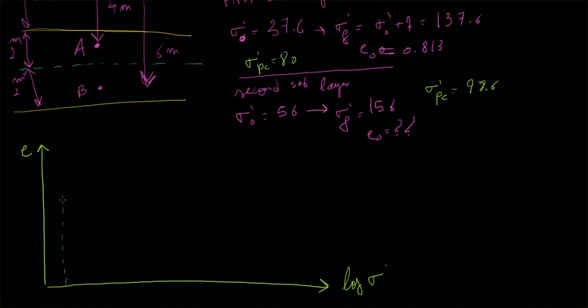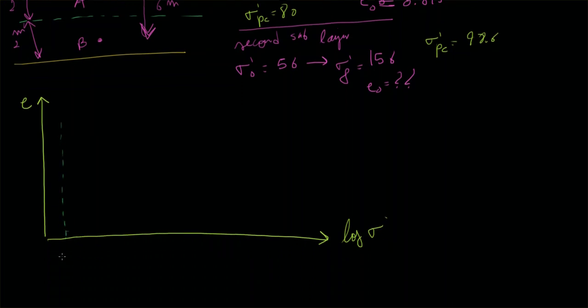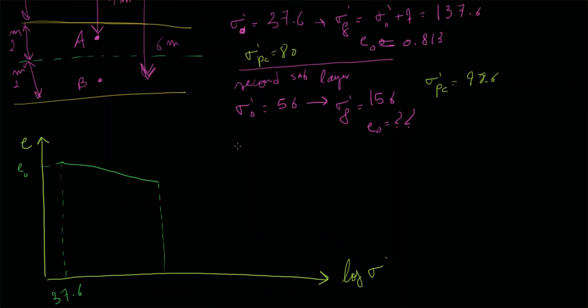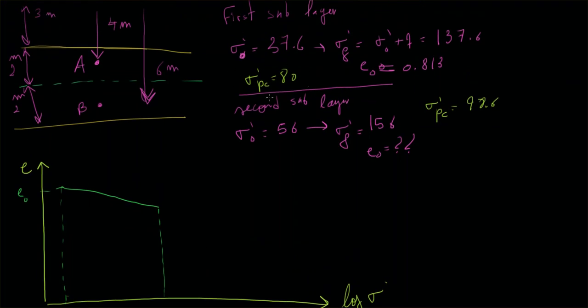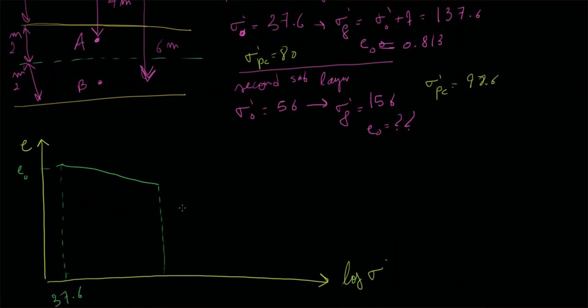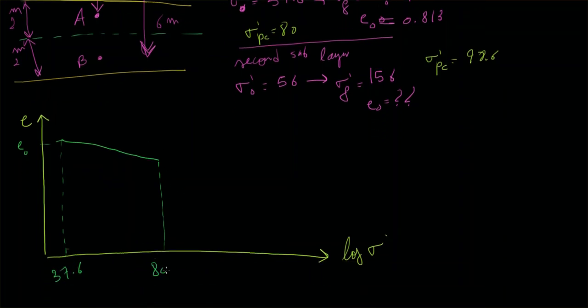See, initially here we had 37.6, down all the way to 80. So 80, where did this 80 come from? 80 is the maximum stress the soil has ever seen before. So it must have, during its life, reached the value of 80. So it must have compressed to 80 now. We must understand this concept.